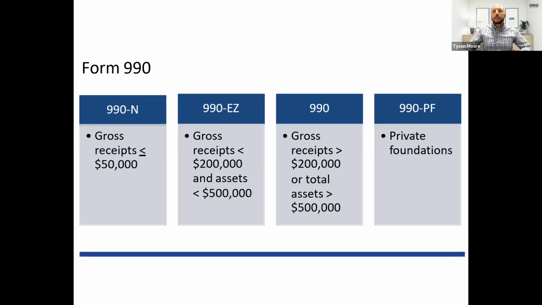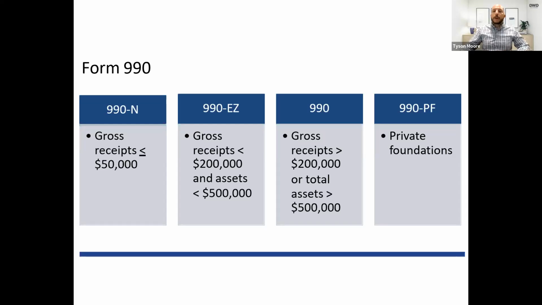990N is basically just a postcard. It's 1 page, it requires very general information about your organization. If your gross receipts are more than $50,000 and less than $200,000, and your total assets are less than $500,000, you can file Form 990EZ. This is a little bit more involved than the 990N. It asks additional questions about your organization. It also will include some of your financial information.